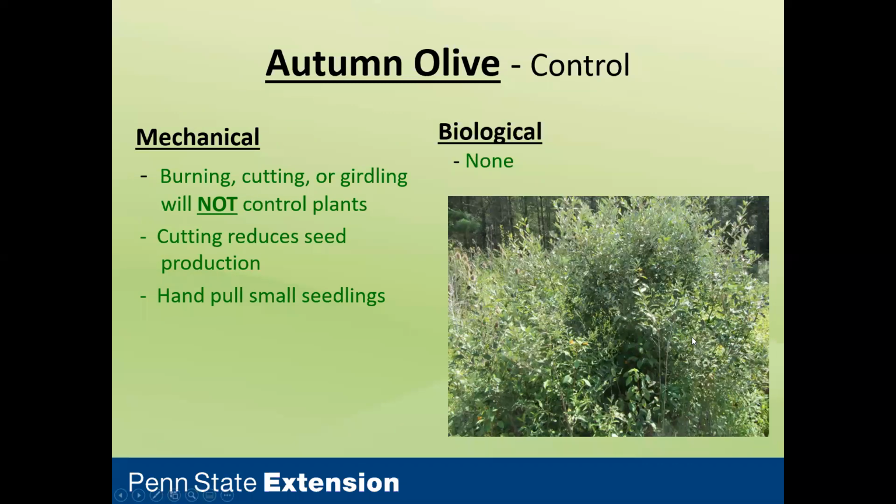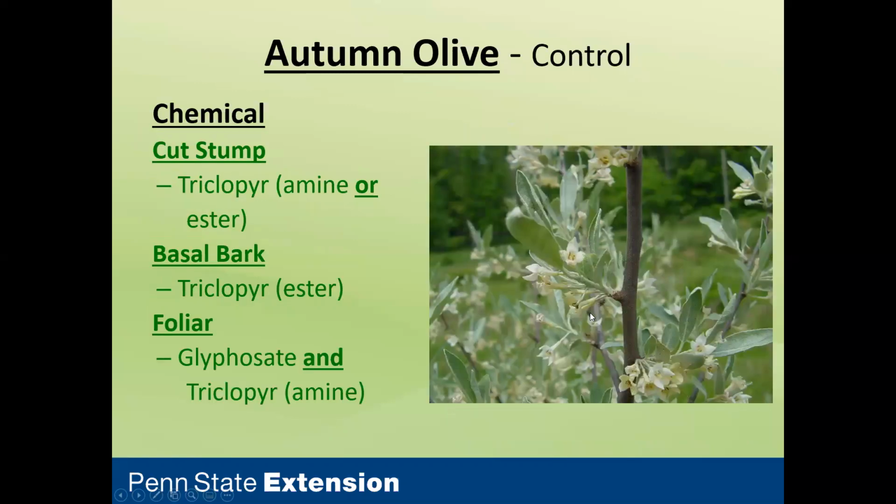Mechanical control, burning, cutting, or girdling will not control this plant. This is a vigorous resprouting plant, so cutting alone is not effective. Cutting will reduce seed production. Hand pulling, again, is very difficult, except on very small seedlings. This is a deeply rooted plant, and pulling it will be very difficult. No biological control. If we're going to use chemicals, we're going to look at 3 application methods. We're going to either treat stumps if we want to cut the plants and remove them, or we're going to do basal bark applications or foliar applications.